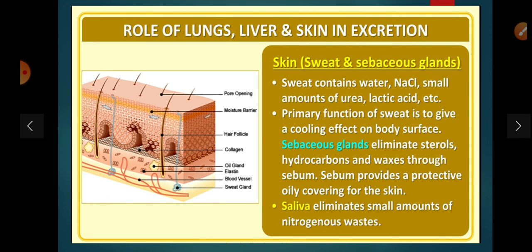Now skin, that is sweat and sebaceous glands. Sweat contains water, NaCl, a small amount of urea, lactic acid, etc. The primary function of sweat is to give a cooling effect on the body surface. Sebaceous glands eliminate sterols, hydrocarbons and waxes through sebum. Sebum provides a protective oily covering for the skin. Finally, saliva eliminates a trace amount of nitrogenous waste.